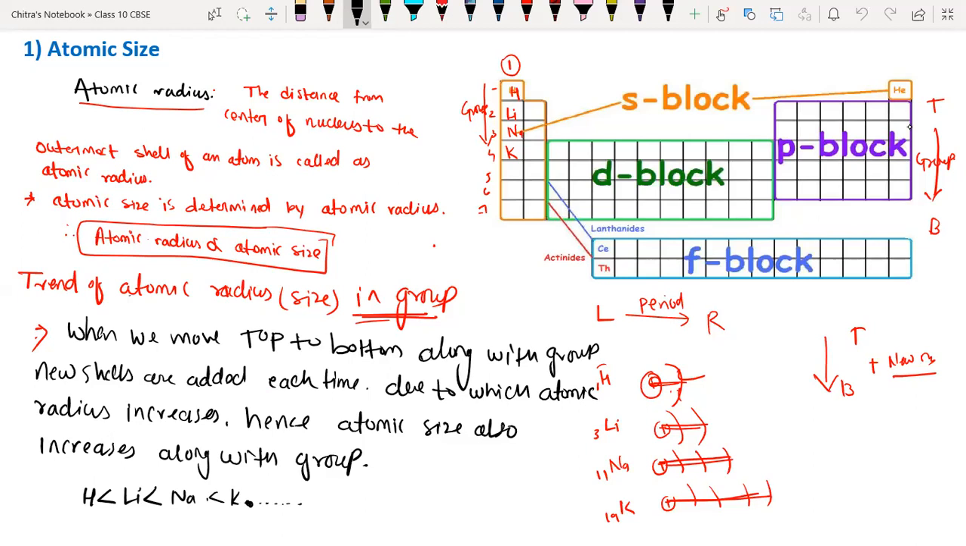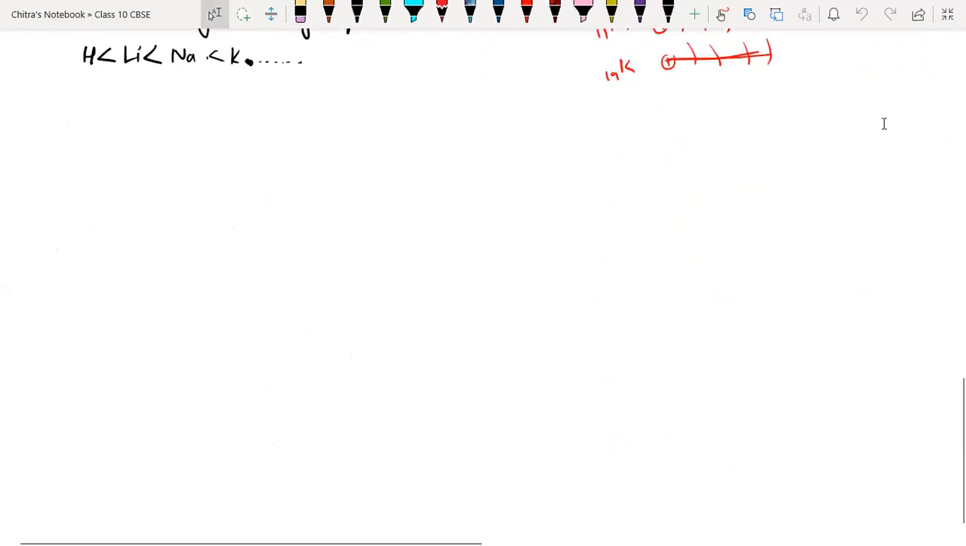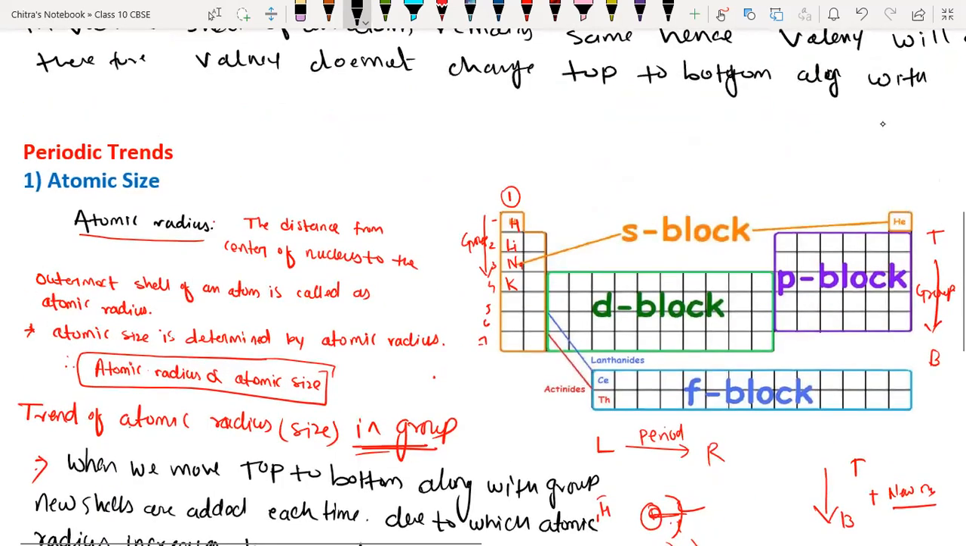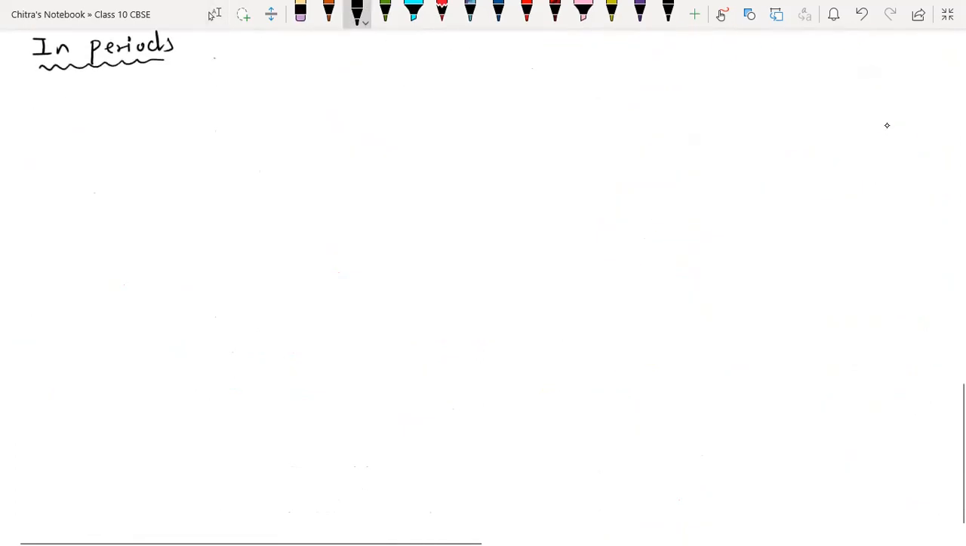Done, sir. Okay. So now we are going to understand atomic radius trend in periods. I'm writing here, periods. Okay, so I'm going to discuss the third period. First we have sodium. Sodium has atomic number 11 and its electronic configuration is 2, 8 and 1.